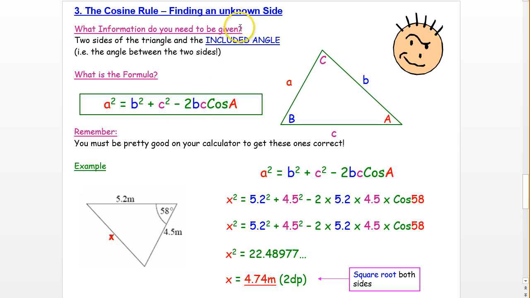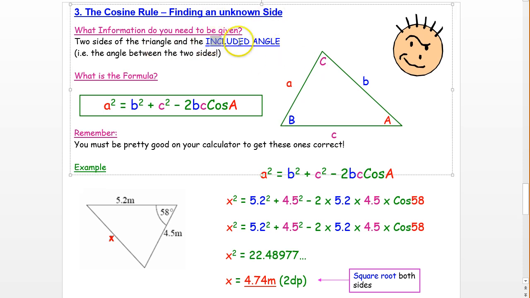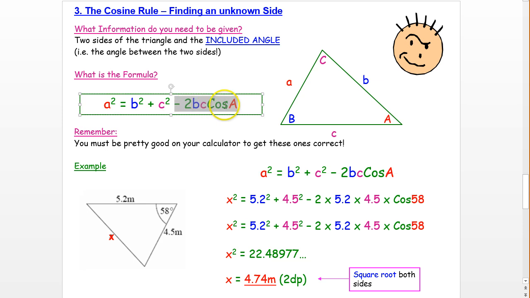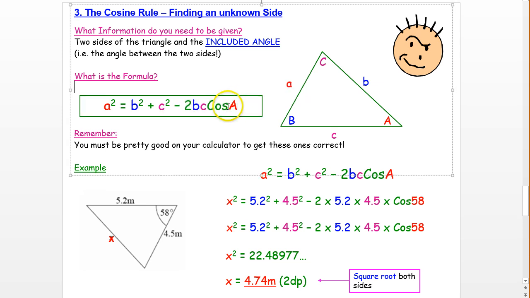Cosine rule. Cosine rule we can use to find a side or an angle as well, but we have different bits of information. For the cosine rule, when you're finding a side, you need to know two sides and the included angle, not the opposite angle this time, but the angle in between the two sides. And then, look at that. It looks remarkably like Pythagoras' theorem. And in fact, if you remember that the cosine of 90 degrees equals 0, you can see that it is Pythagoras' theorem. It's just that in Pythagoras' theorem, all that bit you subtract away is equal to 0.